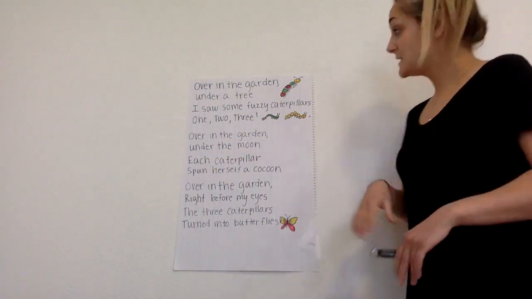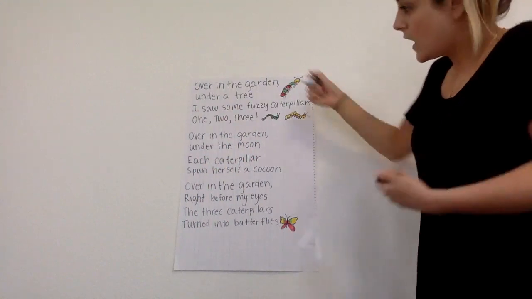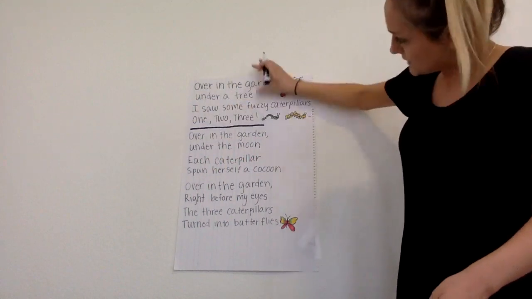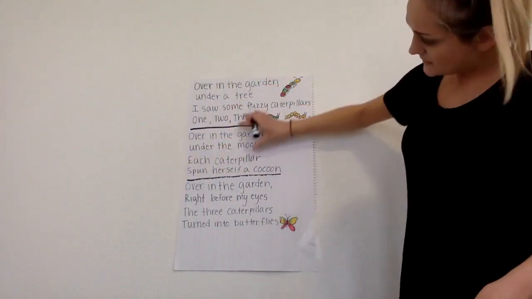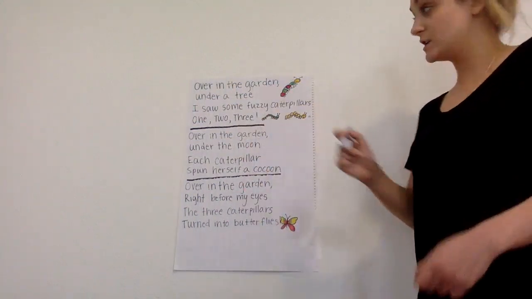So now I would like us to take a look at the very first section of our poem. So to kind of separate them, I'll draw a line. This is the first section of our poem. This is the second section of our poem, and this is the third section. So we're going to take a look at the first section.